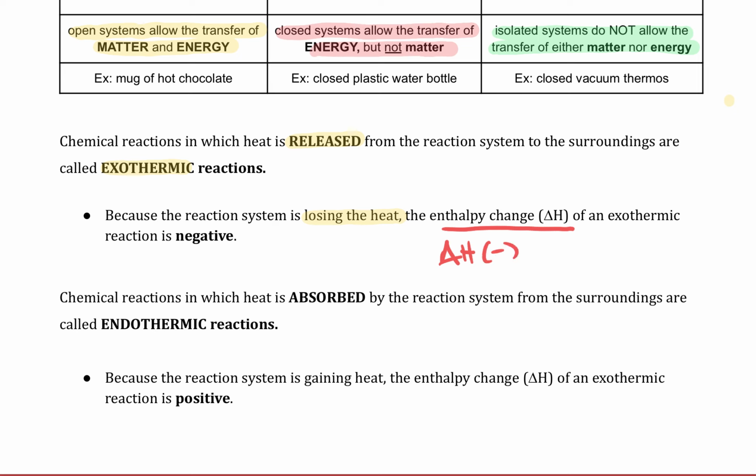Some chemical reactions actually absorb heat from the surroundings to the reaction system. For example, in a first aid kit, we have an ice pack that when you crack the pack and allow the chemical system to mix together, the reaction pulls in heat from the surroundings, and we feel that as coldness. Reactions such as these are endothermic reactions because the reaction system is absorbing heat from the surroundings. And ultimately, because it is gaining heat, the reaction system has an enthalpy change that will be positive. So delta H is positive.